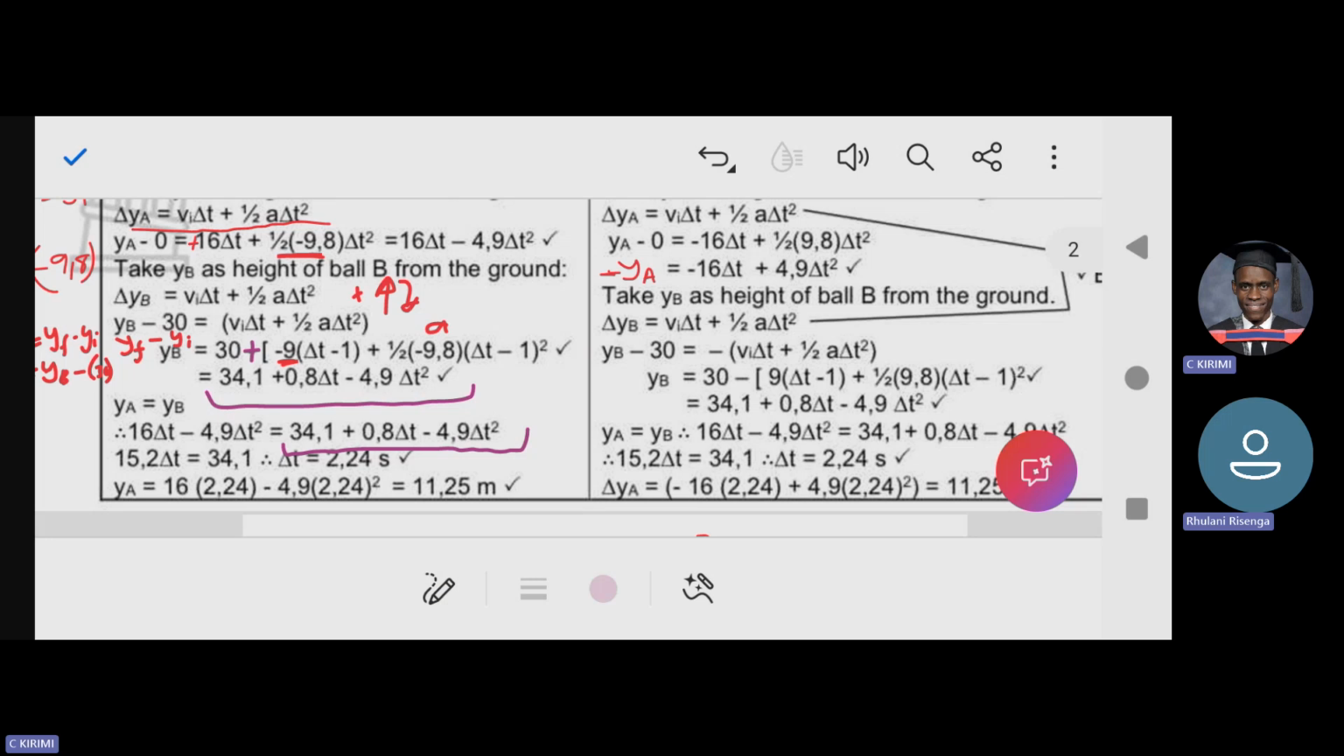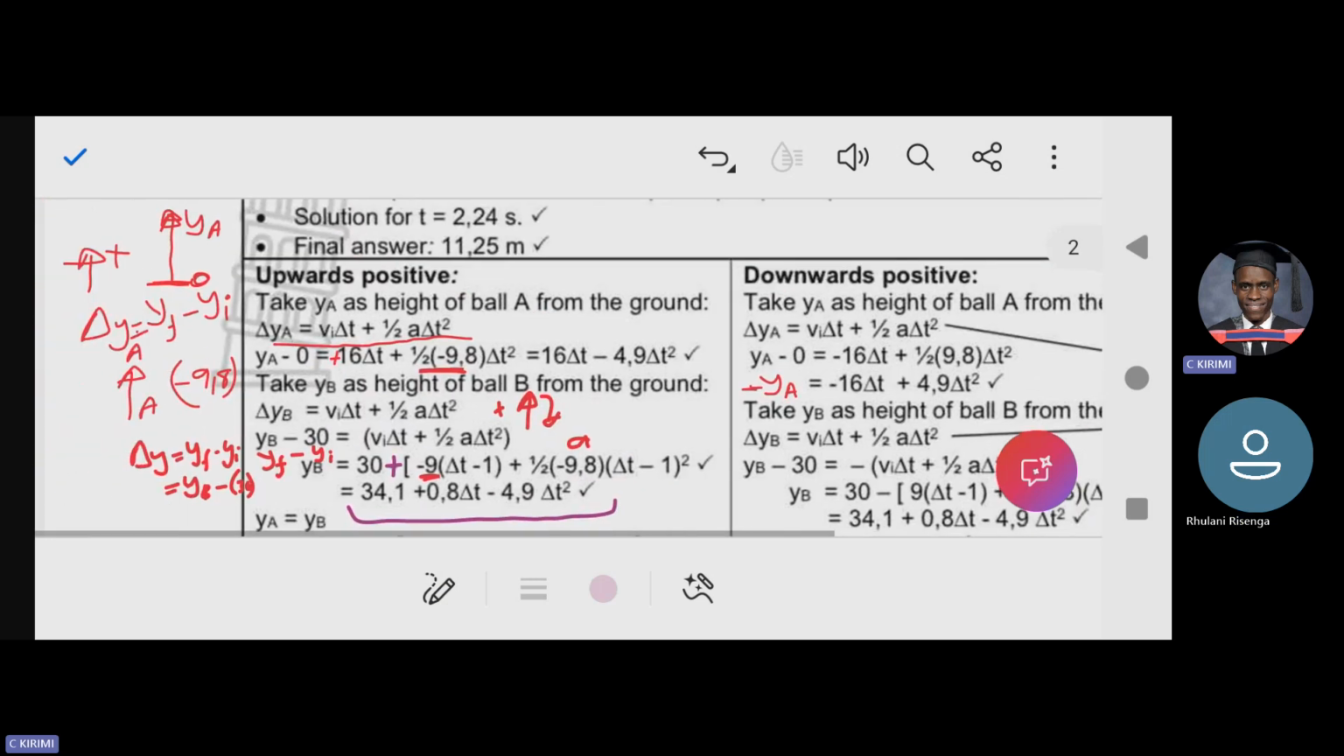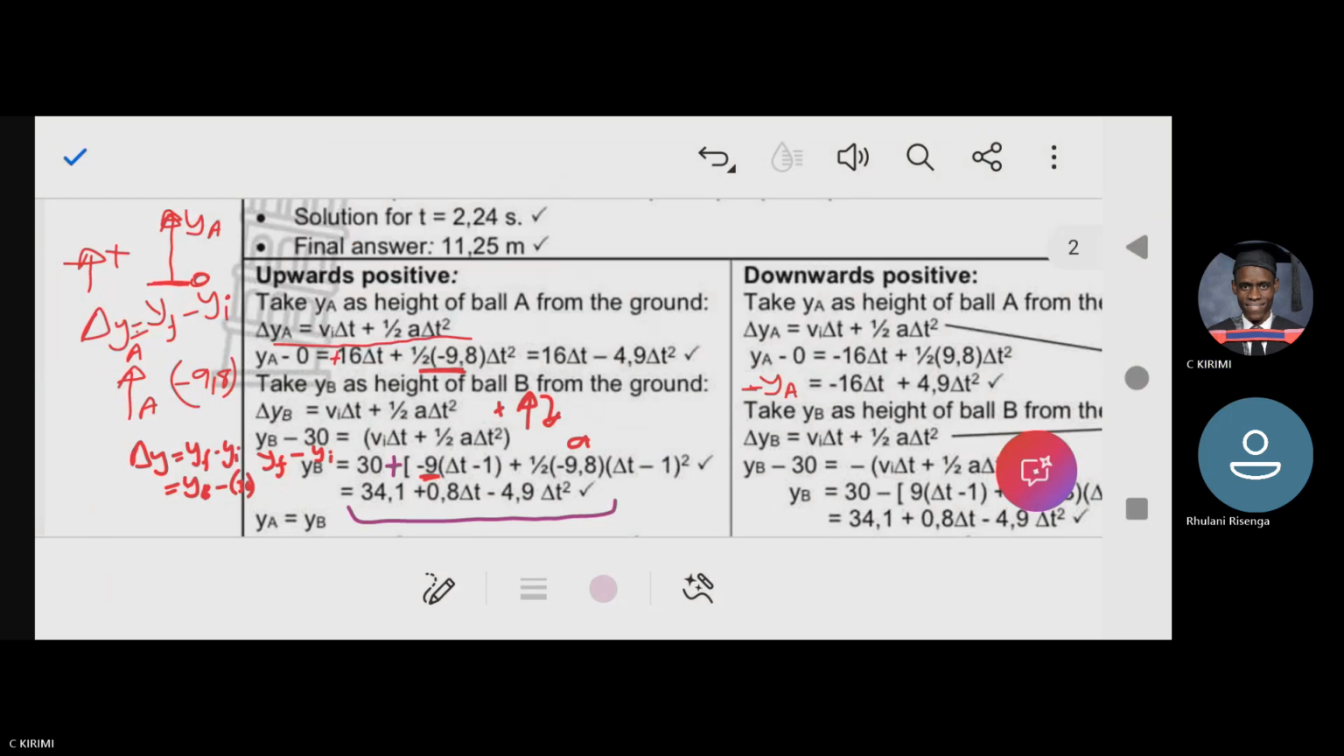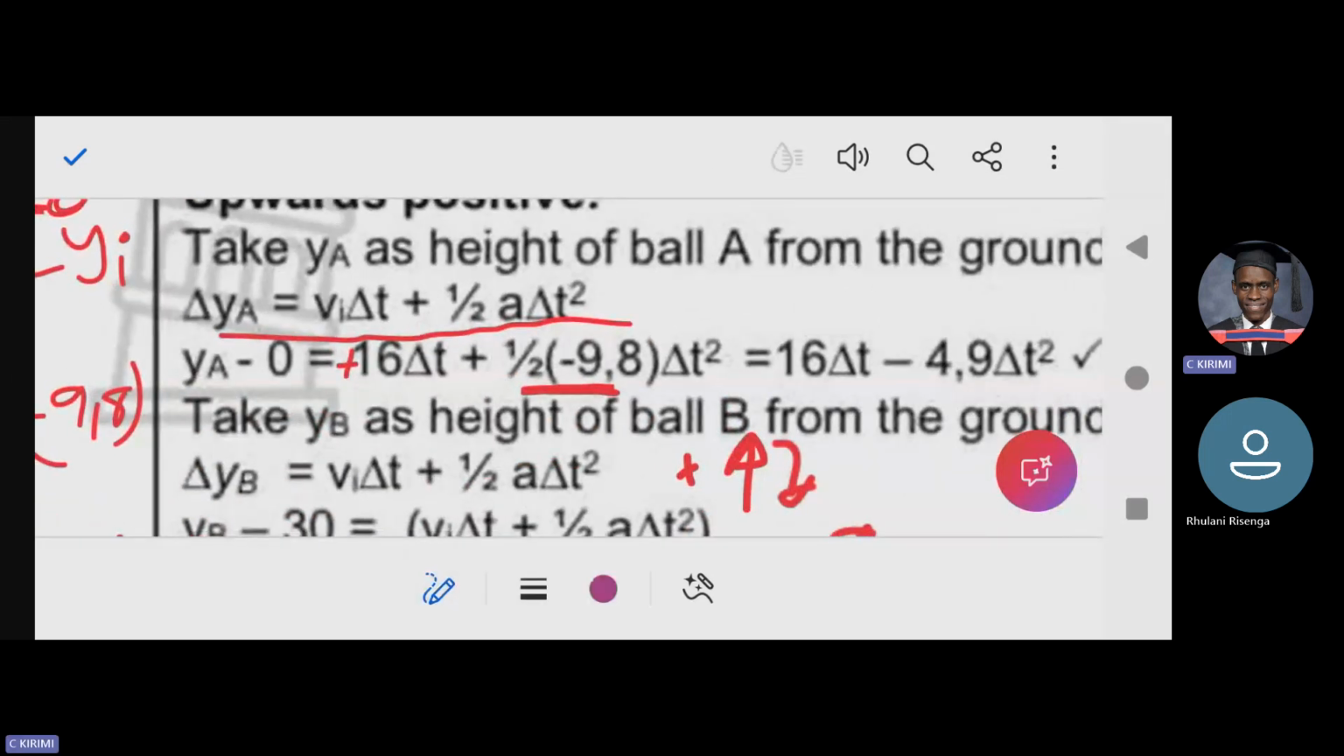So take into account that if you take positive Y as upwards, acceleration is always negative. It does not matter whether you are going down. So the trick here was where you were going to be tempted to put a positive, at this point. Can you see this acceleration? For B, especially for B.